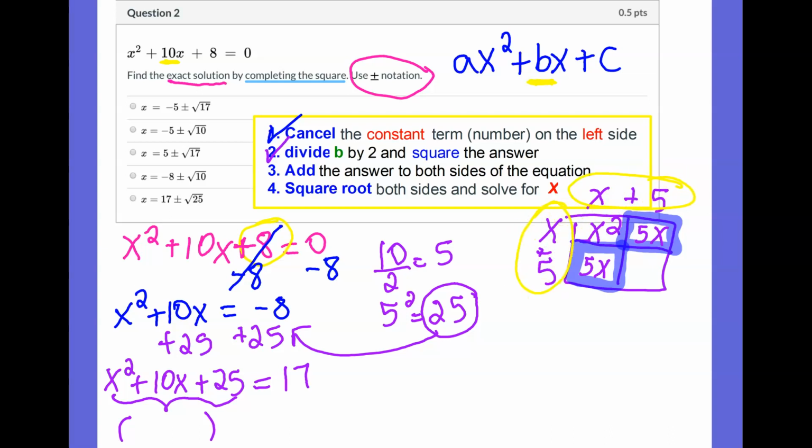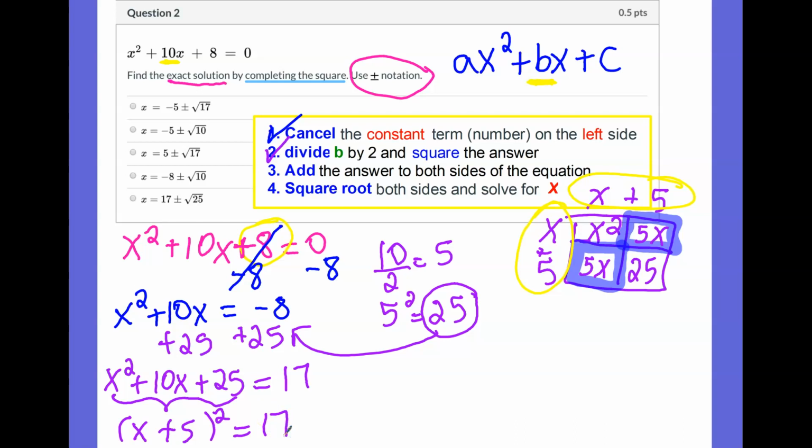And when I multiply 5 times 5, I get 25. So these are my factors and they're the same, so it's a perfect square. So I can write (x + 5) squared equals 17.